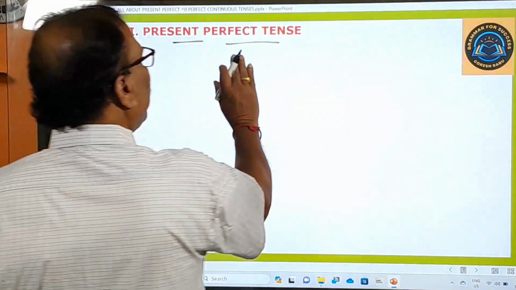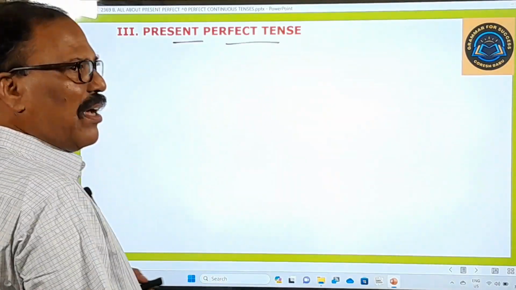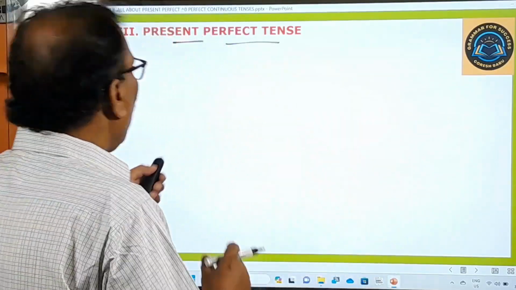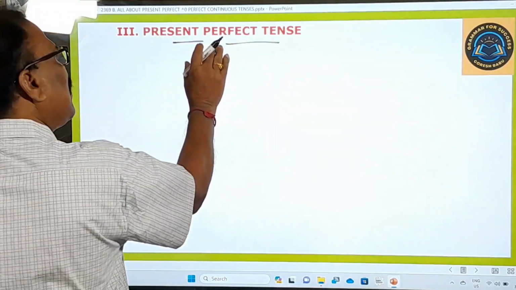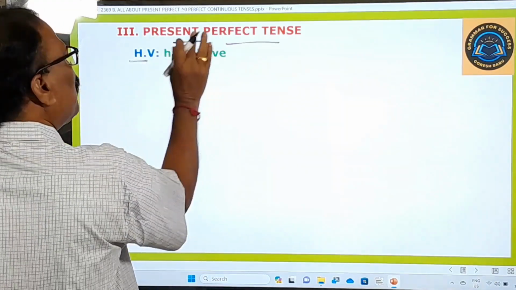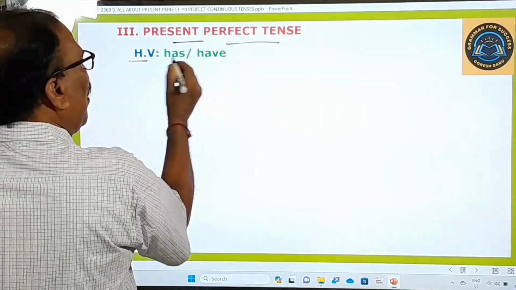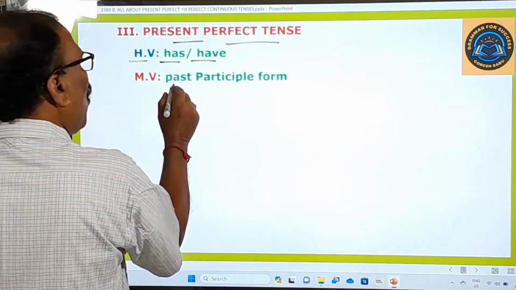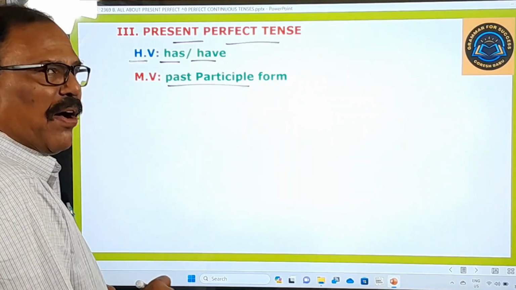And the present perfect tense is there. Already I have told you that every subtense is made up of two ingredients. What are they? Helping verbs and main verbs. And therefore, let us see what ingredients are used in this present perfect tense. Helping verbs used in this perfect tense are has and have. And next, the main verb is always the past participle form, right?